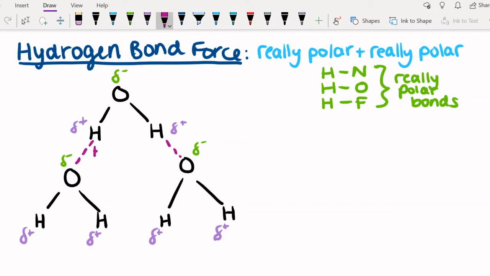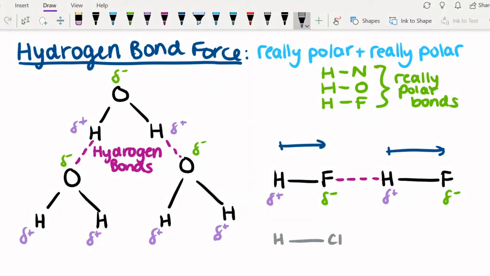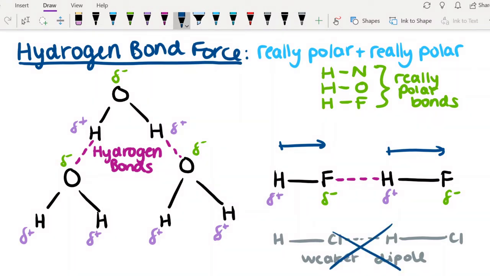Water has bonds between oxygen and hydrogen, so it can form hydrogen bonds. Hydrogen fluoride has bonds between hydrogen and fluorine, so it can form hydrogen bonds as well. On the other hand, hydrogen chloride only has HCl bonds, which are less polar. This is why hydrogen fluoride can form strong hydrogen bonds, but hydrogen chloride can only form weaker dipole-dipole interactions.